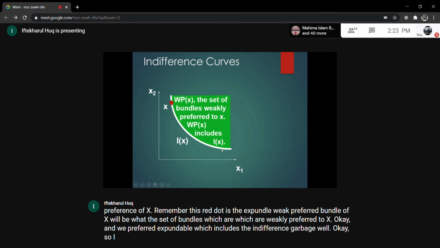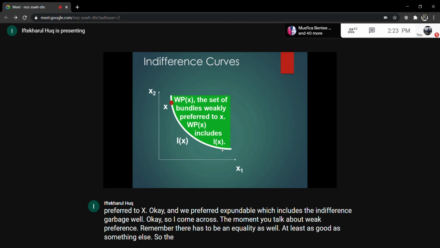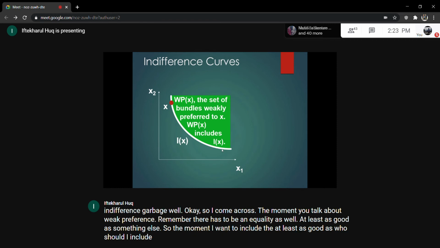Now, about the question you asked a little while ago, where there was some confusion about how I show weak preference: I have been talking all along about strict preference, right? I1 is strictly preferred to I2, I2 is strictly preferred to I3. Now we want to talk about weak preference. The moment you talk about weak preference, remember there has to be an equality as well, at least as good as something else. So the moment I want to include the at least as good as, who should I include? I should include the indifference curve itself.